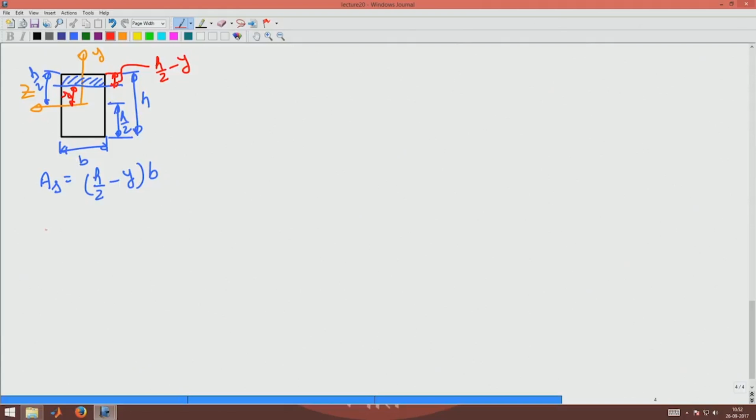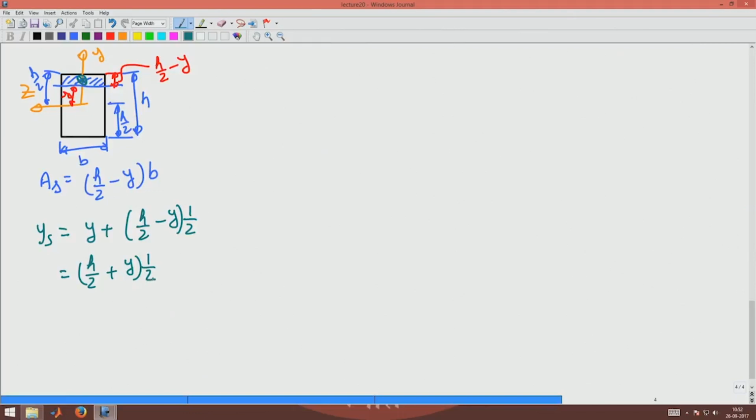Now, I want to find ys, that is the centroid of this shaded region. This centroid would be y plus half of the thickness of that section, which will be h by 2 minus y into 1 half. So, this will be h by 2 plus y into 1 half.